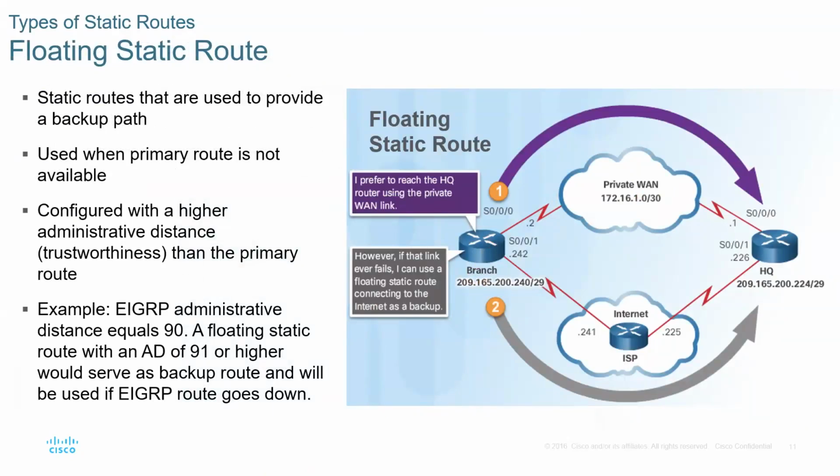So currently, the static route looks more attractive than the primary route. What we're going to do is change the administrative distance on the static route, the second route, to 91, making EIGRP look more attractive and more trustworthy than the static route at 91.